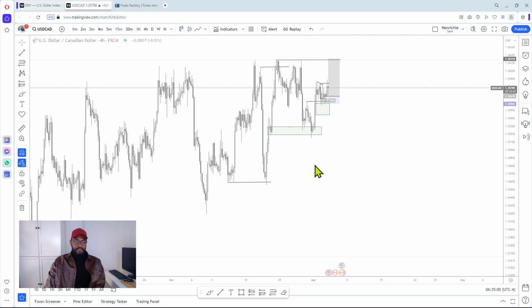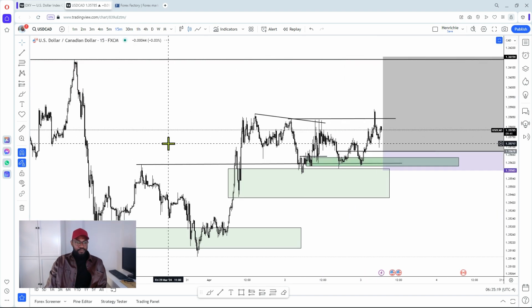For some reason, my TradingView is lagging. I don't know why that has been happening today. It just seems to be a bit slow. So we'll just give it a minute and see if it comes up.